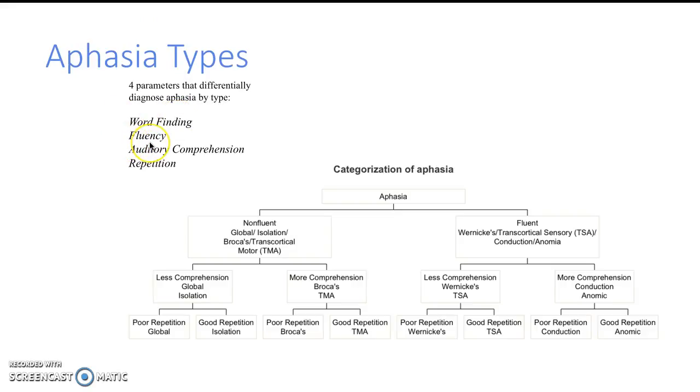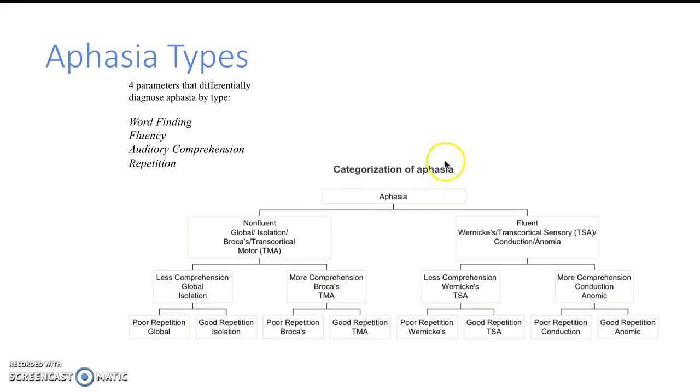The second thing that you're going to look at is the person's fluency. That is the fluency with which they produce speech. That's not the same as stuttering. The next thing that you need to look at is auditory comprehension, and the last thing that you will look at is repetition. So auditory comprehension, repetition, fluency, and assure that you have aphasia.